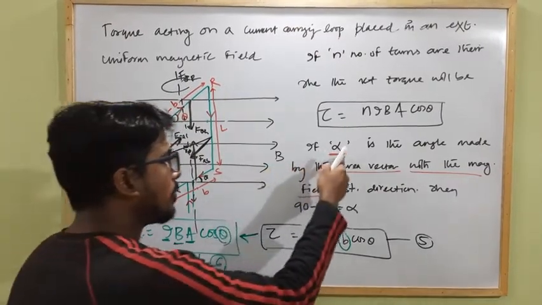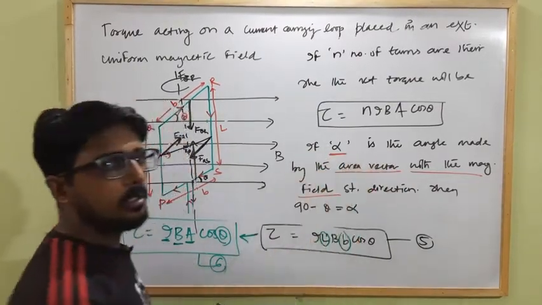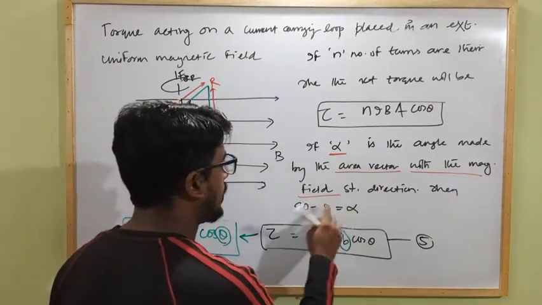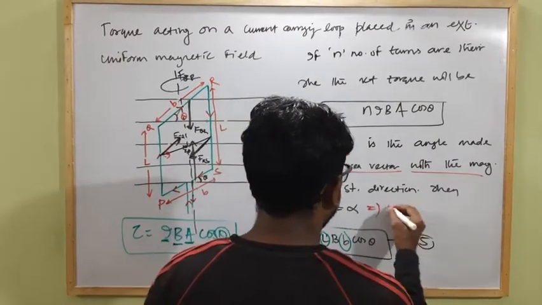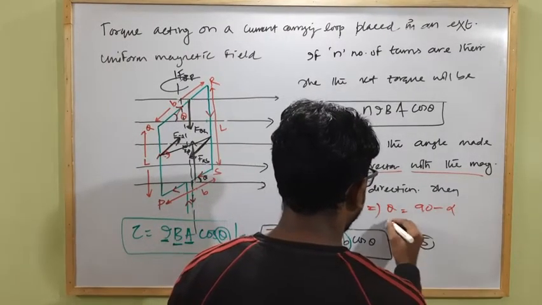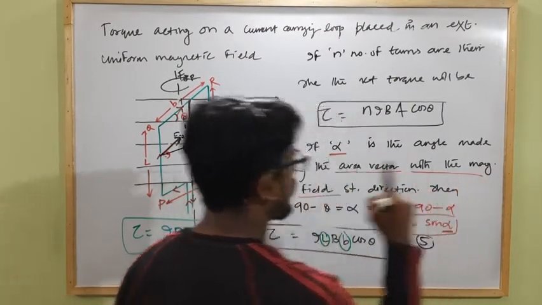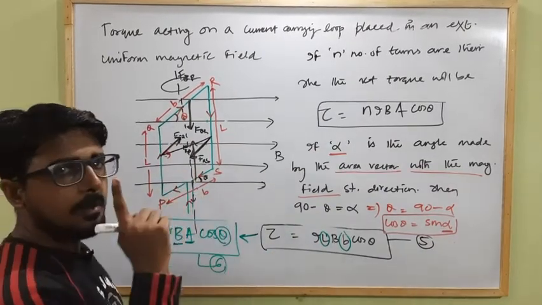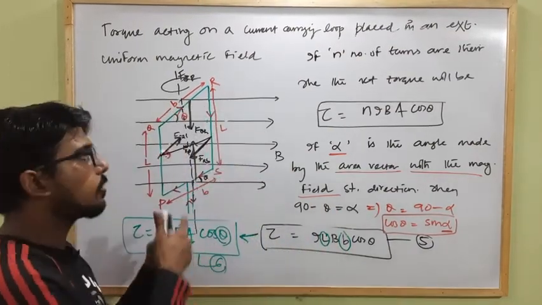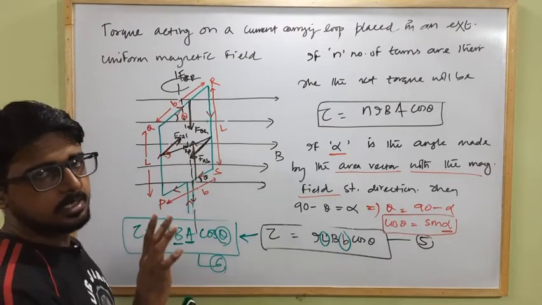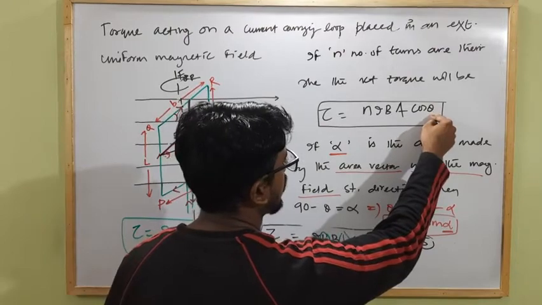So if area vector makes an angle alpha with the direction of magnetic field and the plane makes an angle theta with the direction of magnetic field, so what is the relation? They are complement to each other. So 90 minus theta will be alpha. So this implies theta equal to 90 minus alpha. So cos theta equal to sin alpha, where alpha is angle between the area vector of the plane and magnetic field strength direction, and theta is the angle between plane of the current carrying loop and magnetic field strength direction. Clear?